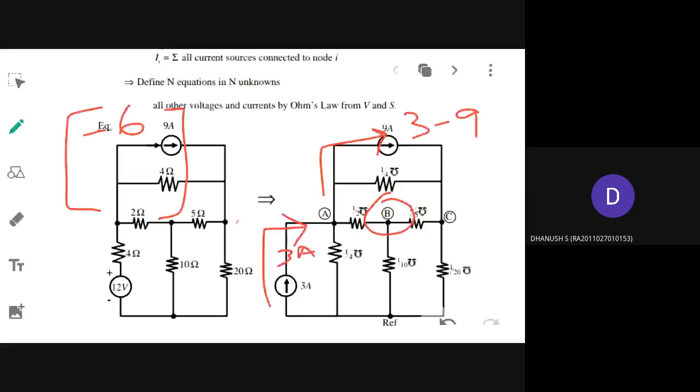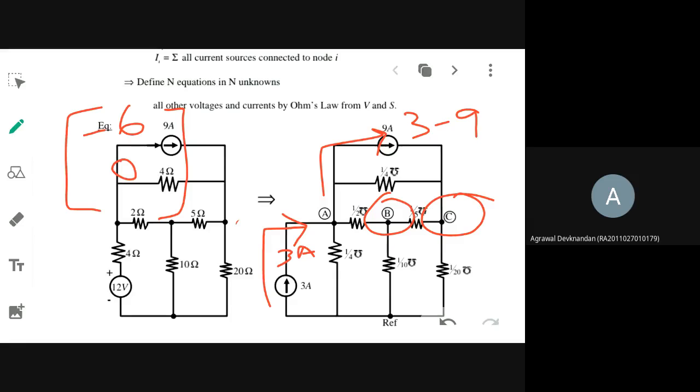So what about the current at B node? Are there any current sources involved at B node? No current source, ma'am. 0. What about this node C? 9.